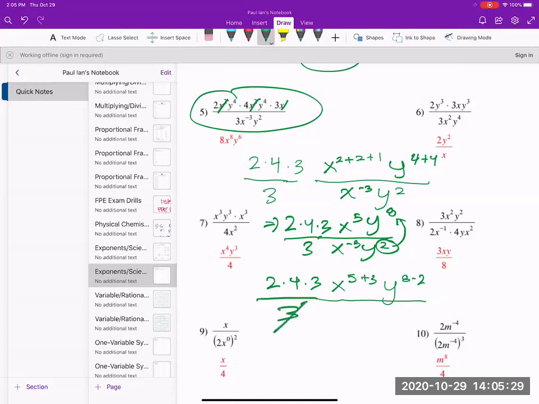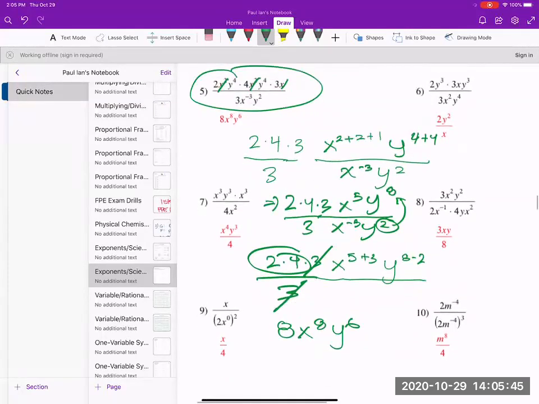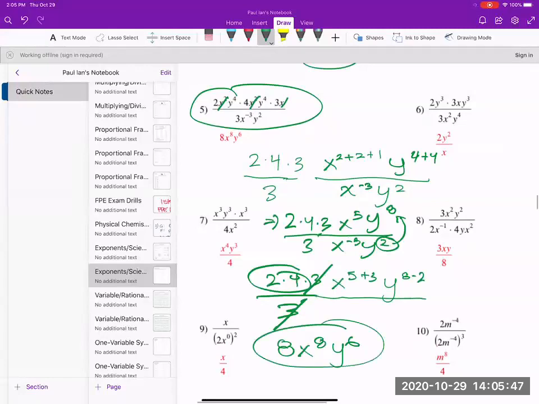You cancel it, right? Yeah. Okay. And then you just simplify. 2 times 4 is 8. X to the 5th plus 3 is x to the 8th. Y, 8 minus 2 is what? 6? Yeah. And that's what we get. That's what they got as well.